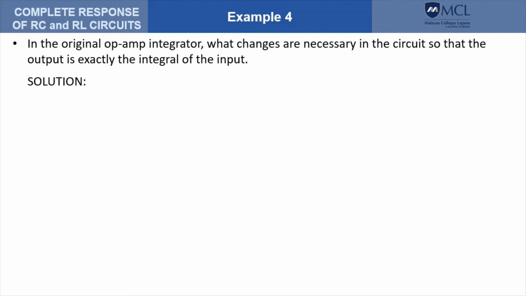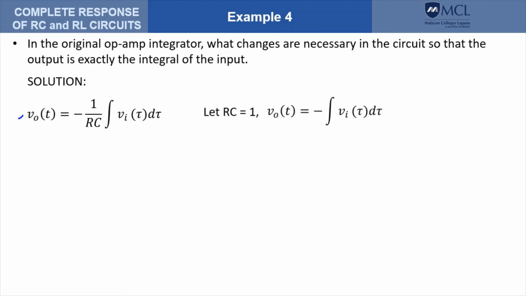So in this example, we want to know what changes are required so that the circuit will really output the integral of the input. So the formula there is this one. And to get rid of the RC, the first step would be to make RC equal 1.